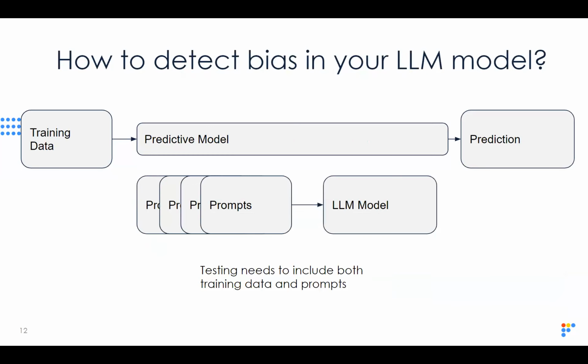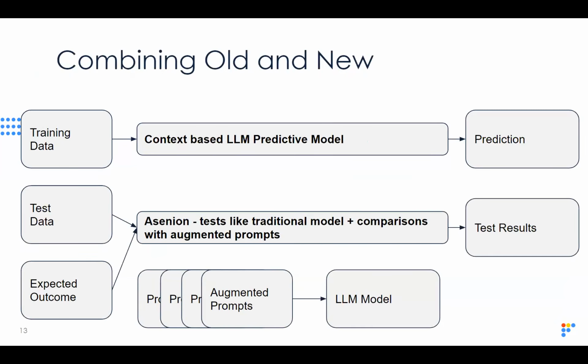But what about LLMs? That's like the topic of the day. So what we do is really combine the traditional way of testing AI models with prompts. So now you not only feed it test data and expected outcome, but also augmented prompts, combining the two to come up with the test results. And something passes or not based on the policy and controls that are set up upfront by your legal compliance business owners.